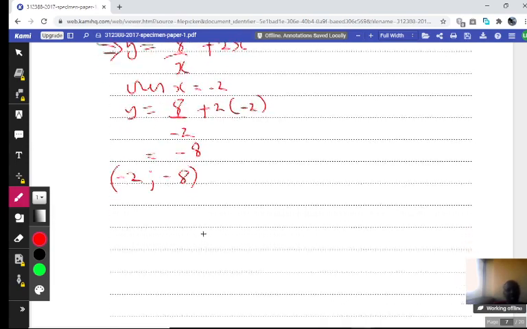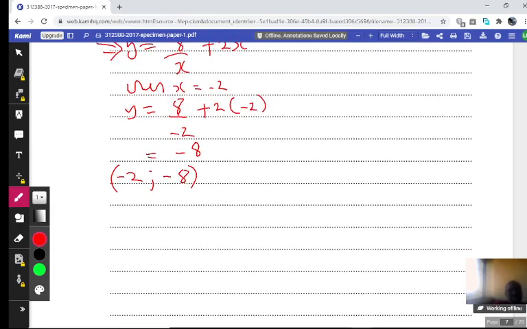Then now let's find the other point of intersection. When x is equals to 2, what will be y? y is equals to 8 over 2 plus 2 bracket 2. So where there is x, you just substitute, we put 2. Simple. Then 8 over 2, 8 divided by 2 is 4. Then 2 times 2 is 4. 4 plus 4, it will be 8.